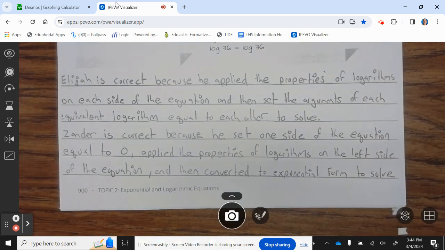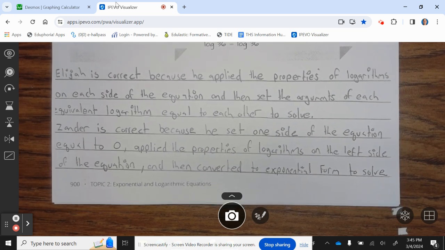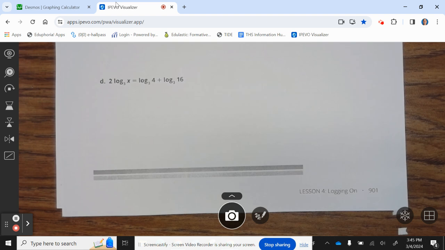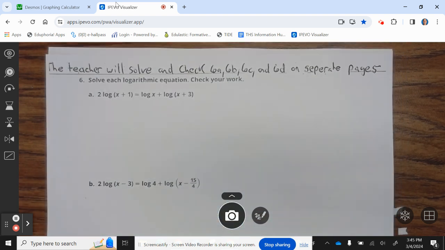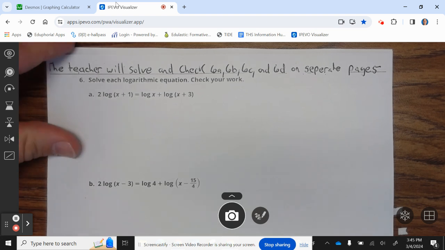All right. Elijah is correct because he applied the properties of logarithms on each side of the equation and then set the arguments of each equivalent logarithm equal to each other to solve. Xander is correct because he set one side of the equation equal to 0, applied the properties of logarithms on the left side of the equation, and then converted to exponential form to solve. Let's take a look at the next page. The teacher will solve and check 6a, 6b, 6c, and 6d on separate pages. All right, let's take a look.